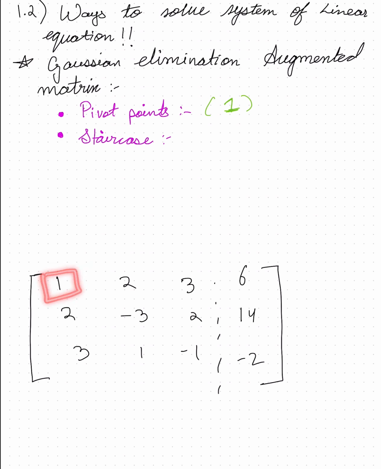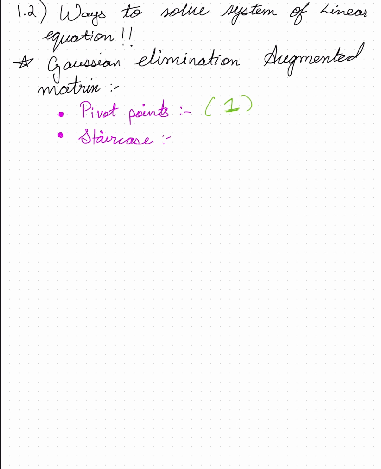If this is your pivot point, go down here. This is your next pivot point. If this is your next pivot point, make a staircase again, go down here. So this is your next pivot point. Try to make the pivot point 1, and you choose the next pivot point using the staircase. So let me erase this and rewrite it again.